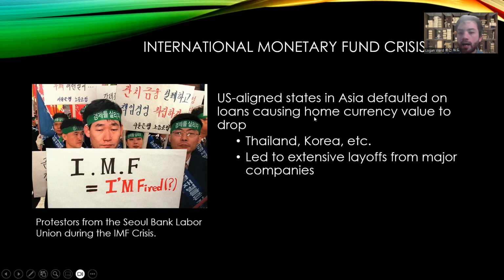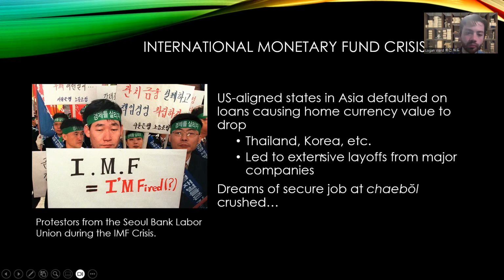And so because of that, a lot of companies had to lay off, especially the banks. They had to lay off their workers. And so you can see in this image here, this is kind of a famous picture of these protesters. They're from the Seoul Bank, and the Seoul Bank labor union, and "IMF equals I'm fired," right? So they've all been let go, and so they're protesting against this, right?